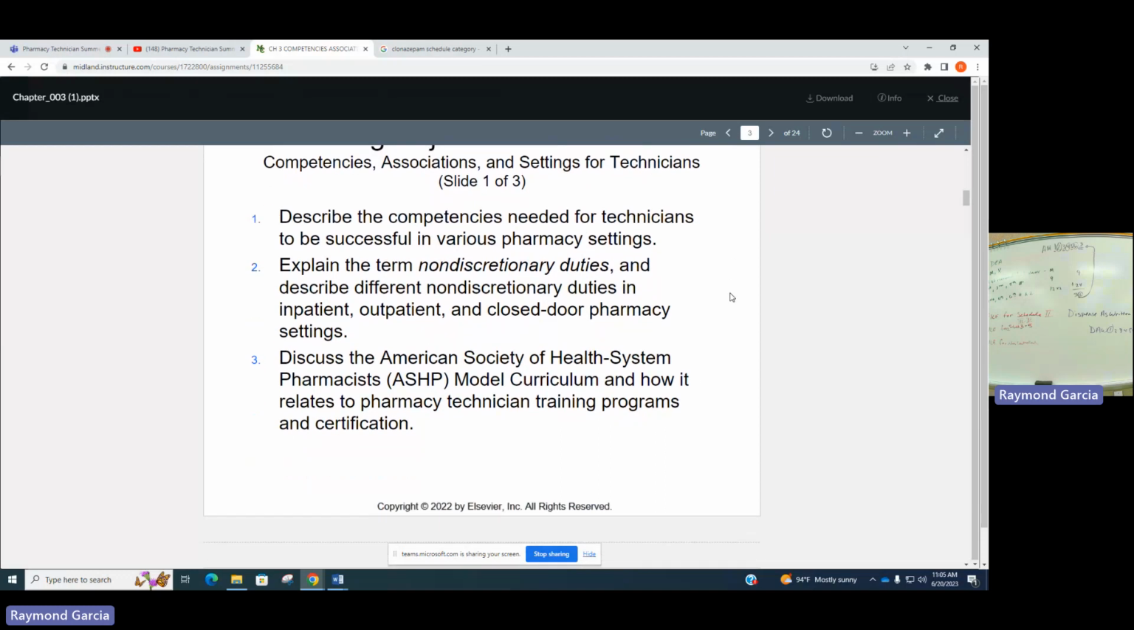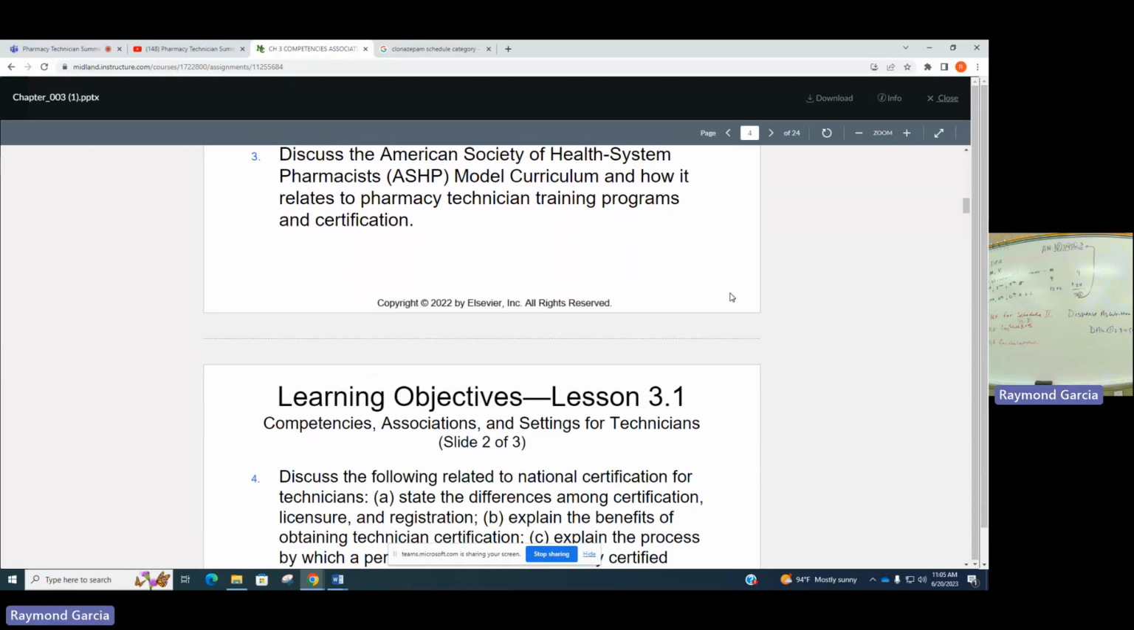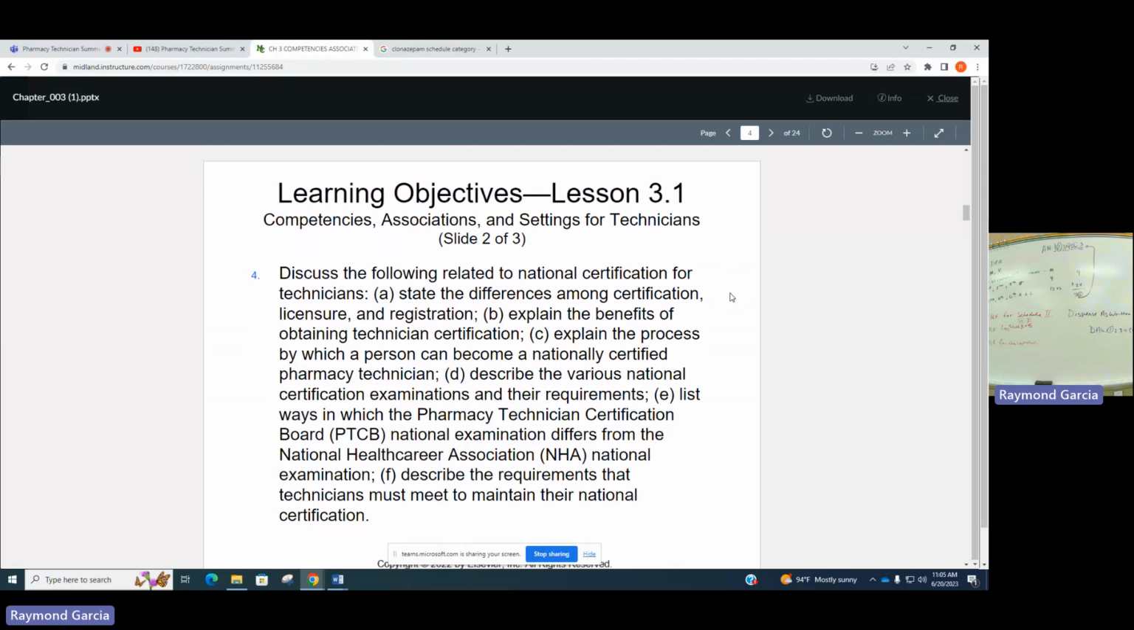Discuss the American Society of Health System Pharmacists model curriculum and how it relates to pharmacy technician training programs and certification. Also discuss the following related to national certification for technicians: the state, the differences among certifications, licensure, and registration. Explain the benefits of obtaining technician certification. Explain the process by which a person can become a nationally certified pharmacy tech. Describe the various national certification examinations and their requirements.